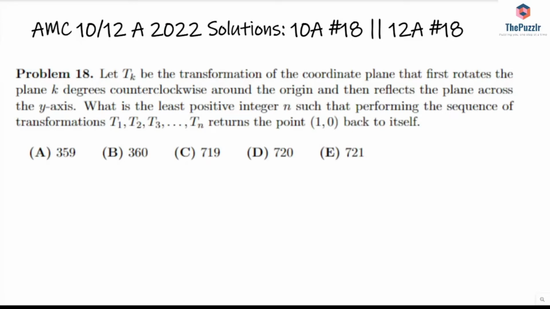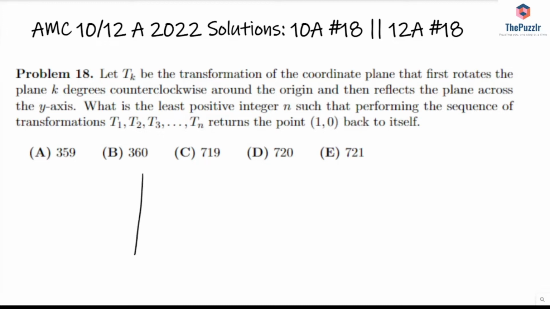Problem number 18 from the AMC 10A and number 18 from 12A. Let T_k be the transformation of the coordinate plane that first rotates the plane k degrees counterclockwise around the origin and then reflects the plane across the y-axis. What is the least positive integer n such that performing the sequence of transformations T_1, T_2, T_3, all the way to T_n returns the point (1, 0) back to itself?